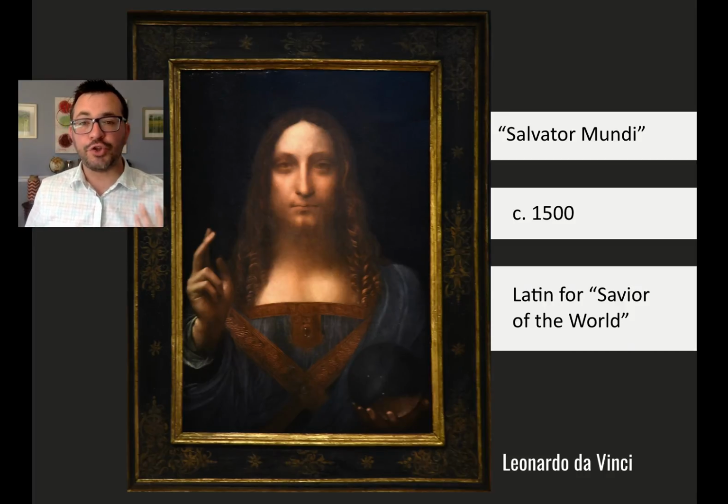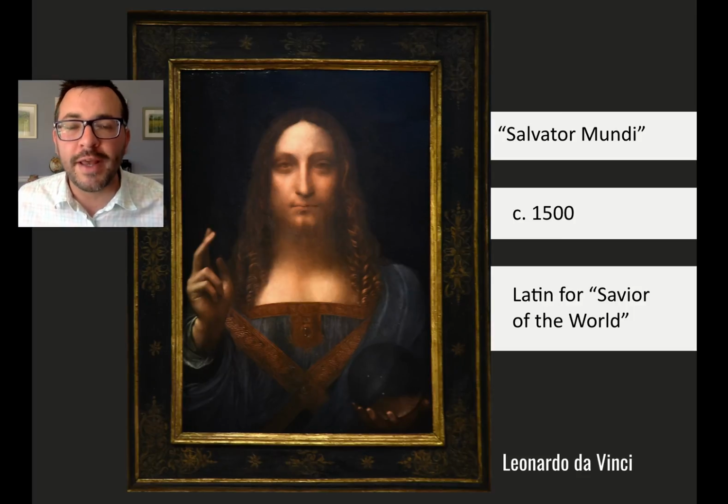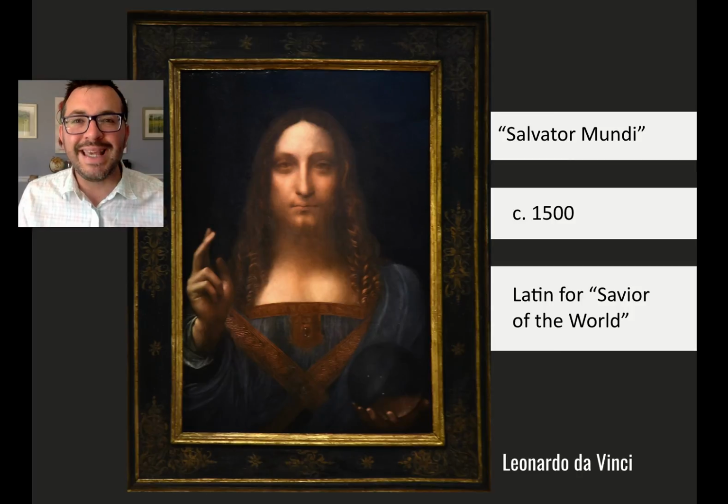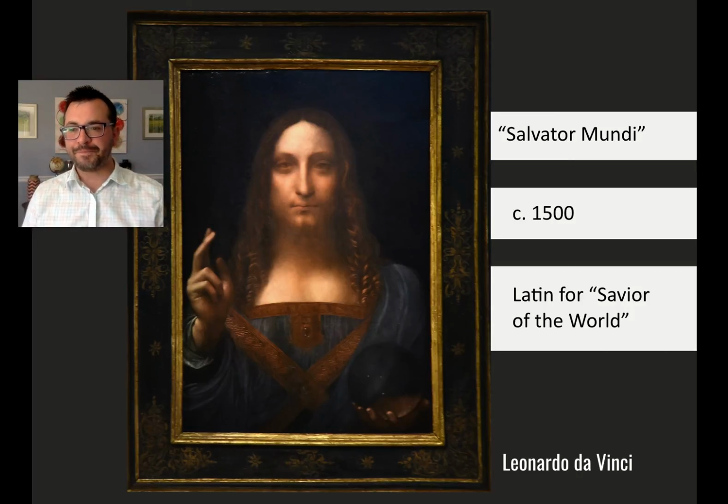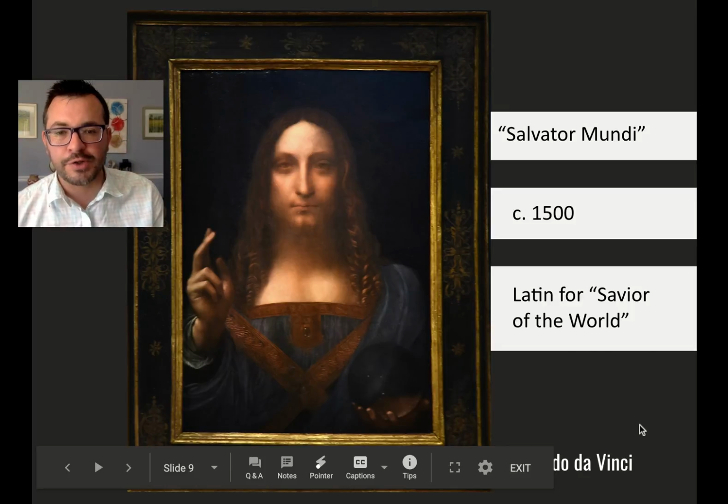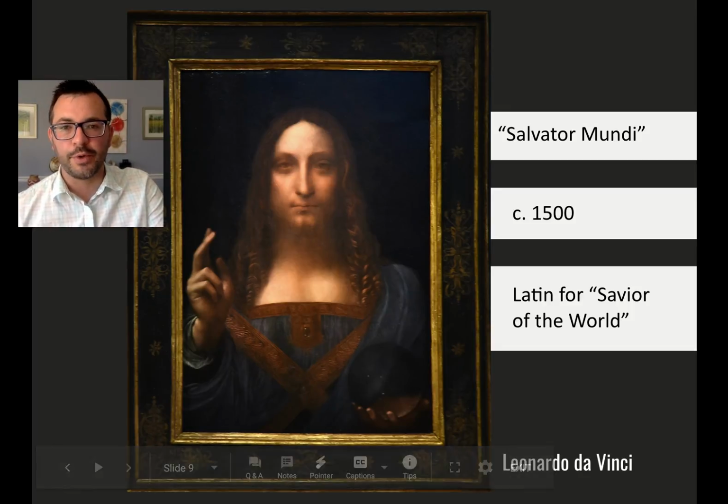So much so that in 2017, it sold at auction for $450.3 million. There is still some debate whether Leonardo painted the entire thing or just small parts of it, but the general consensus by art historians is that this is the original painting by Leonardo da Vinci, which is pretty cool.